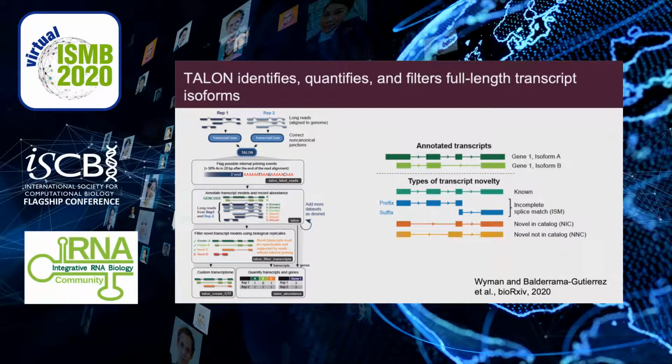Here are the novelty categories that TALON can assign to any given transcript model. A transcript can be known, or a complete match to a pre-existing annotated model, an ISM, or an incomplete portion of a known model, an NIC, or new combination of annotated splice sites, or an NNC, where at least one splice site is never seen in the annotation.